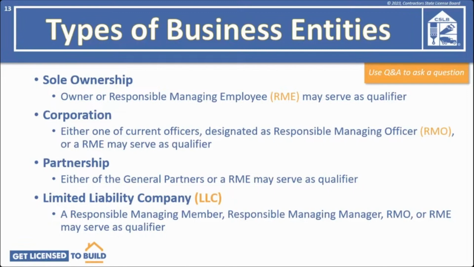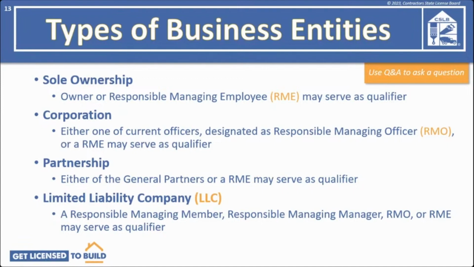Second, a corporation, where either of the current officers designated as the responsible managing officer or responsible managing employee may serve as a qualifier. Just under 1/3 of our licenses are corporations. A distant third is a partnership, where either of the general partners or a responsible managing employee may serve as a qualifier. That's 2% of our licensees. Finally, a limited liability company or LLC, where the responsible managing member, responsible managing manager, responsible managing officer, or responsible managing employee may serve as a qualifier.